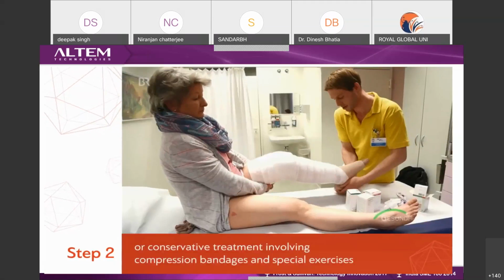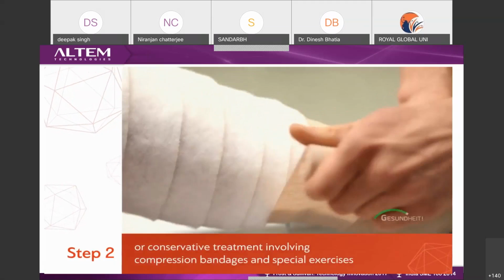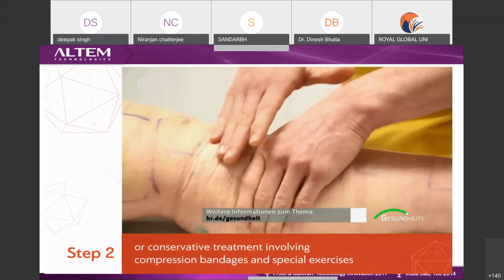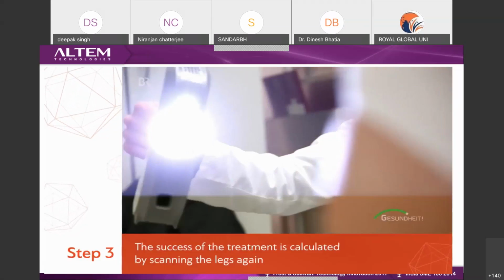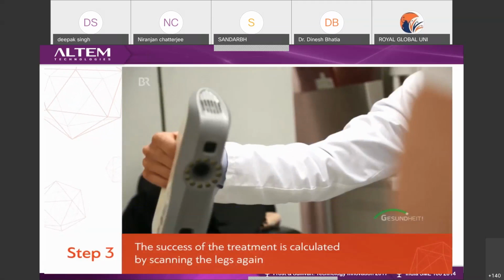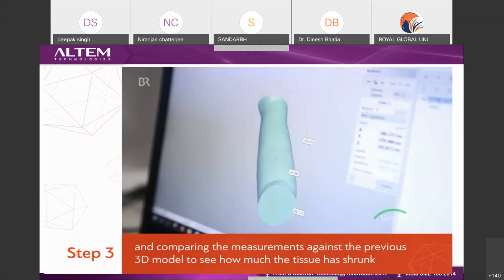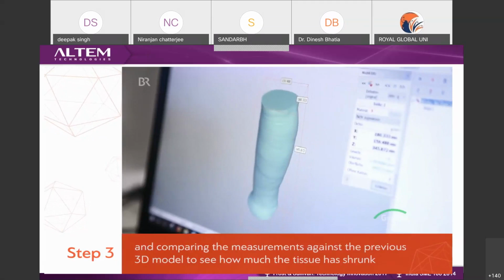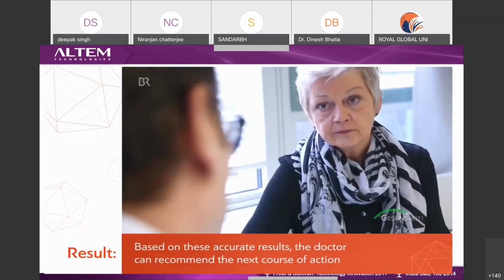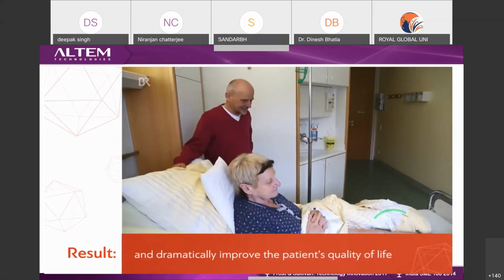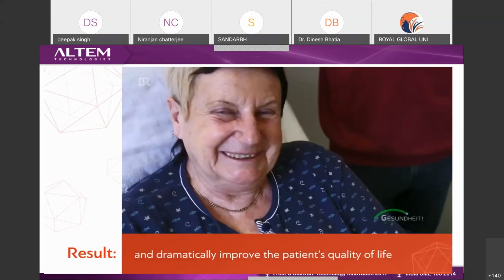We can use it for so many applications, not only creating prosthetics. This is the kind of application where you scan before surgery and after surgery, and then understand what kind of impact it got because of the surgery and how the next surgery will be planned.